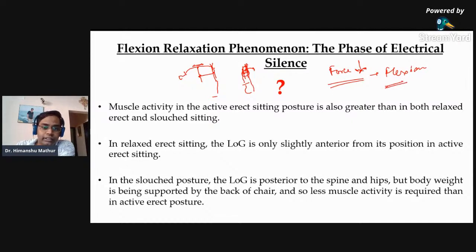And when I reach complete flexion, there will be the phase of electrical silence, where no muscle activity is being recorded in your erector spinae muscle. All right. So this is something I always wanted to tell you here.